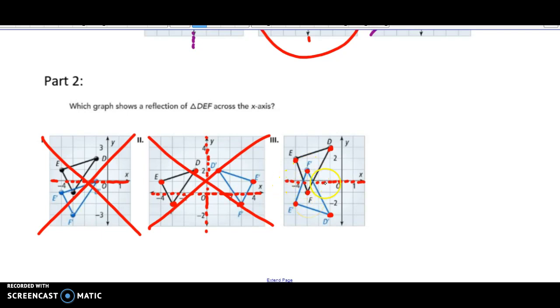If I were to fold this coordinate plane on this line on the x-axis, F and F prime would match up, E and E prime would match up, D and D prime would match up. So this is a great example of a reflection.